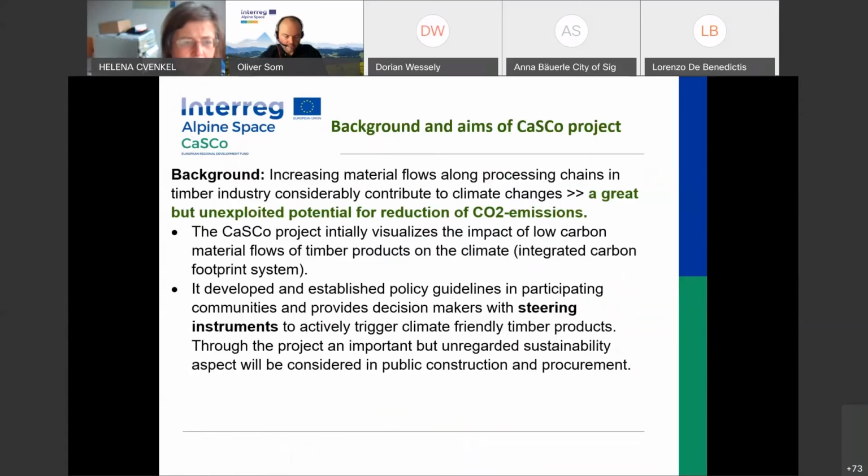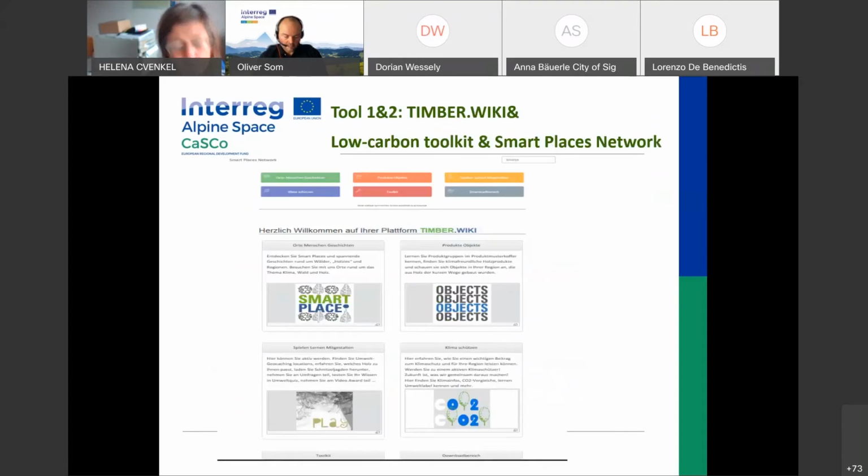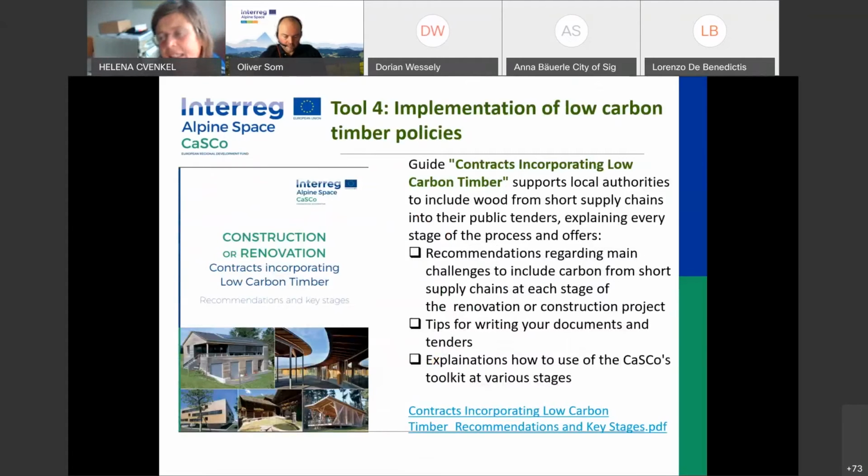Additionally, very shortly, we have a lot of target groups with whom we work, and it is important to consider that not only public bodies, architects and SMEs are important, but also young people and inhabitants. Of course, we also have the Smart Place Network, but what was important is that we also figured out the regional reward for low carbon wood products. And we got really very nice examples. We have seen a lot of innovation in production and also a lot of innovation with young people, and I think that we have to cherish that and develop such approaches in the future.